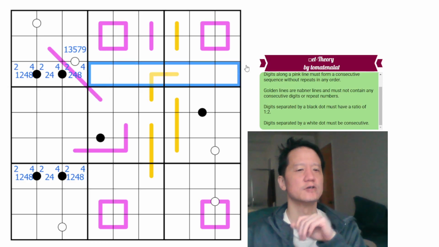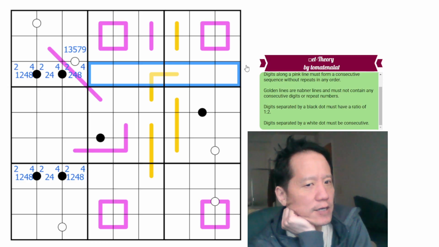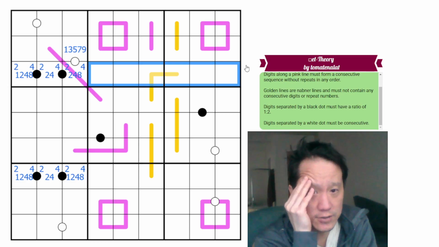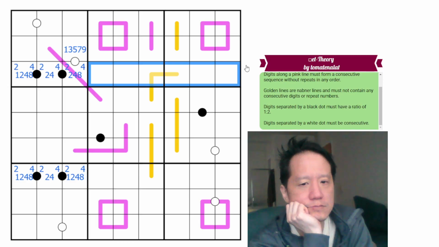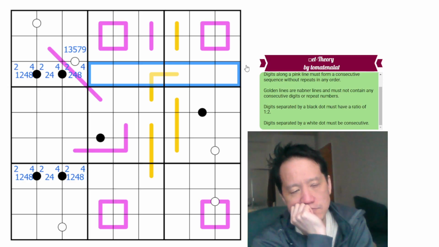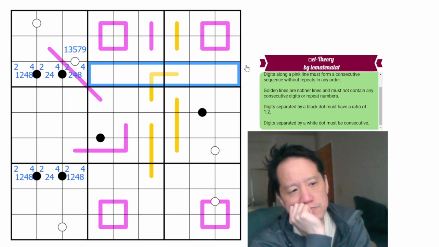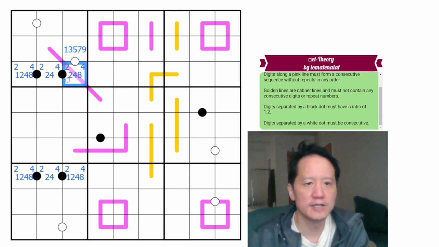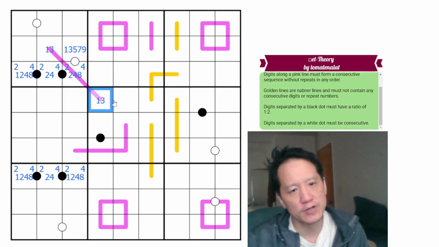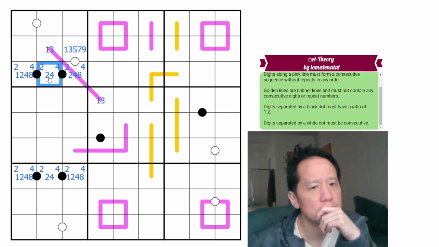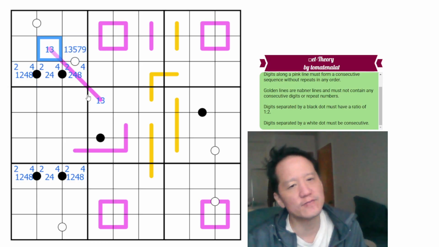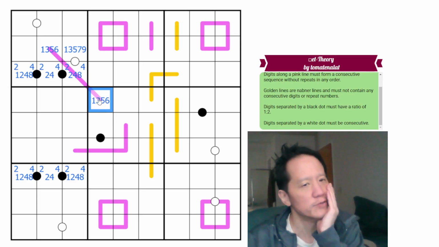The remaining digits here are 1, 3, 5, 6, 7, 8, 9. But the problem is that's really broad, so that's not helpful right now. Hmm. If this is 2, it has to be next to 1, 3, and 1, 3. If it's 4 and 2, this would be 4, 2, 1. So 3 or 5 would be here. 3, 5, or 6 could be here, and 3, 5, or 6 could be here too.